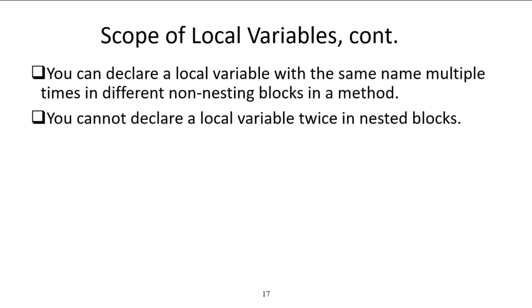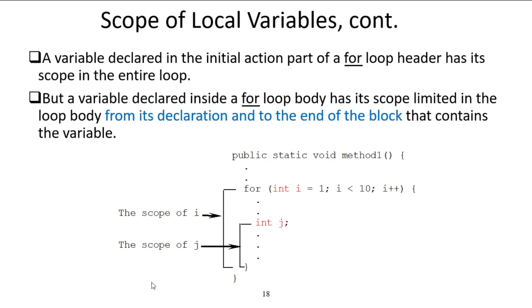But you cannot declare a local variable twice in the same block or in nested blocks. Here's an example. We have a public static void method 1 here. The scope starts, the whole method is inside this pair of braces between the first line and the end line here. Inside the method, we have a for loop.